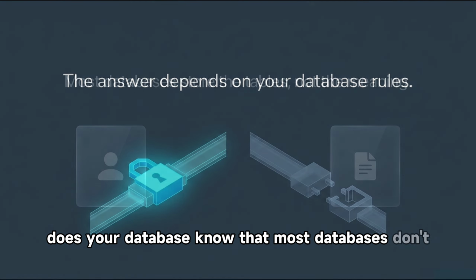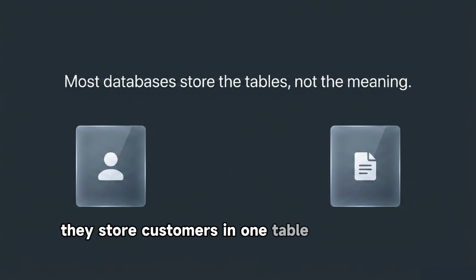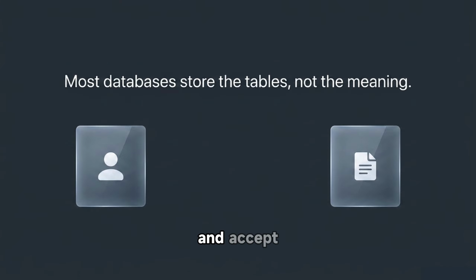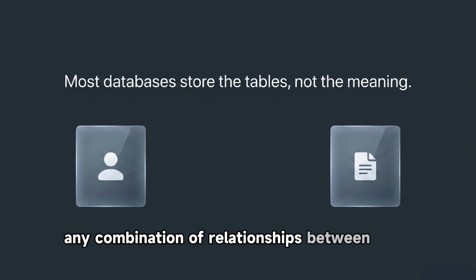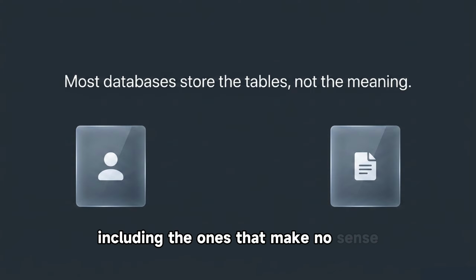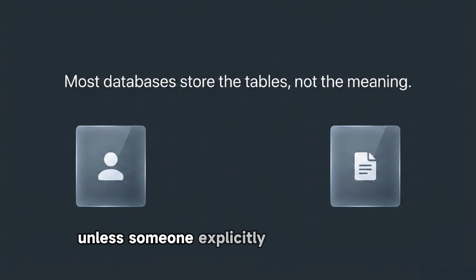Most databases don't. They store customers in one table and orders in another, and accept any combination of relationships between them, including the ones that make no sense. Unless someone explicitly told the database which combinations are valid and which are impossible, the database will happily store an order that belongs to 3 customers, or a customer linked to an order that belongs to someone else entirely. It won't throw an error. It won't warn you. It will just store it.